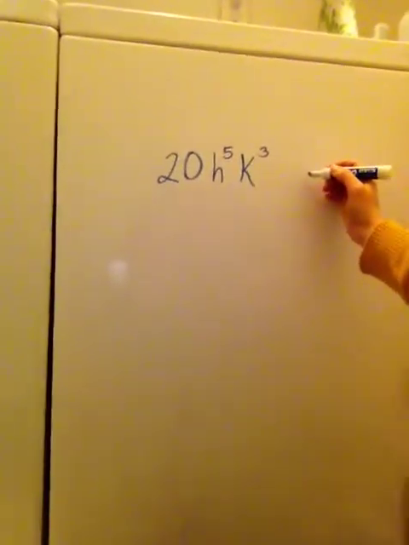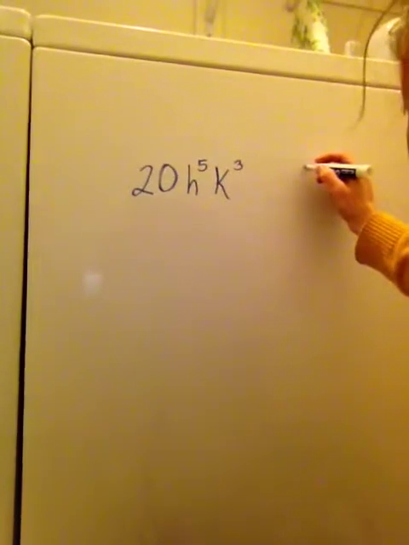Let's do, maybe I'll do a pretty easy number. How about 20, and we'll do h to the 5th, k to the 3rd, and that's 20. I don't know how well you can see that too. Sorry, I'll erase it. Does that look okay? Sorry.